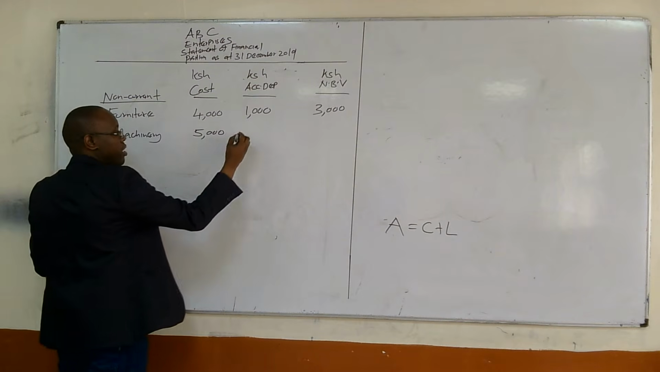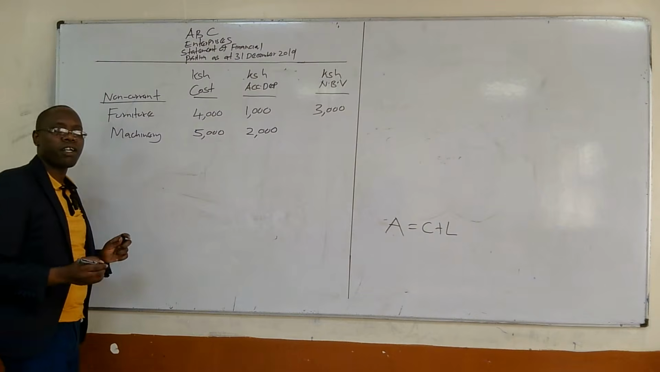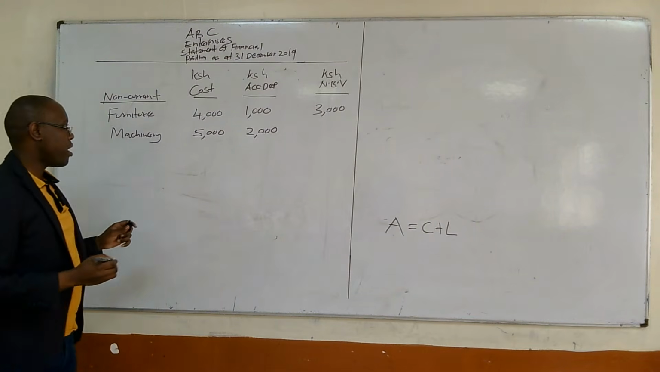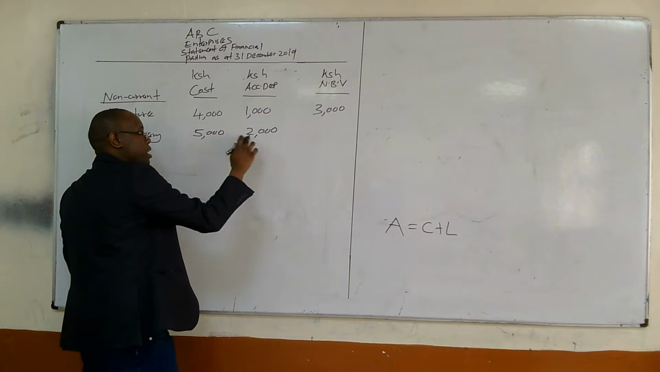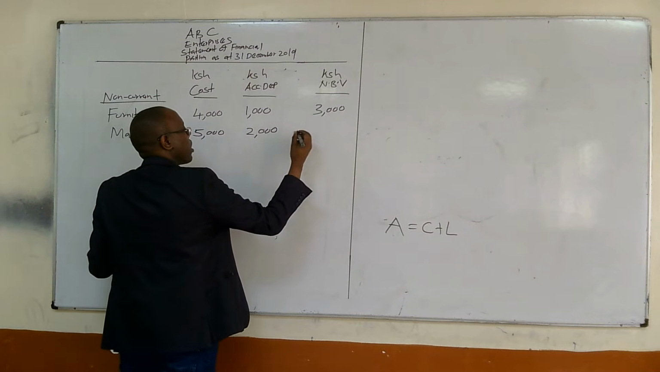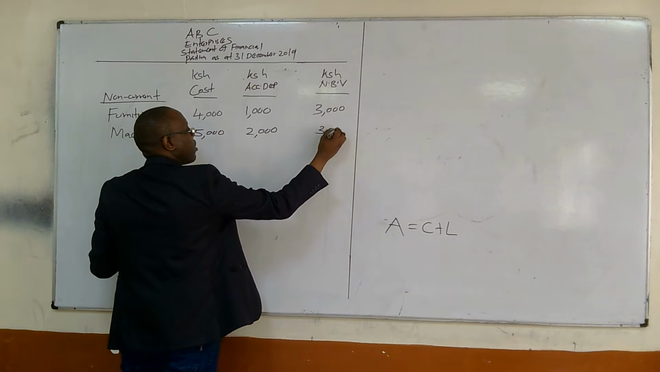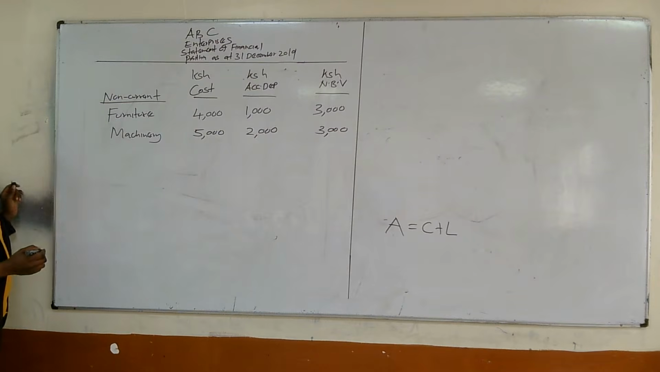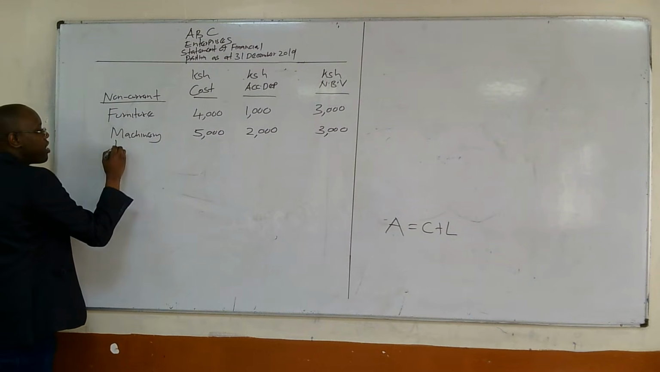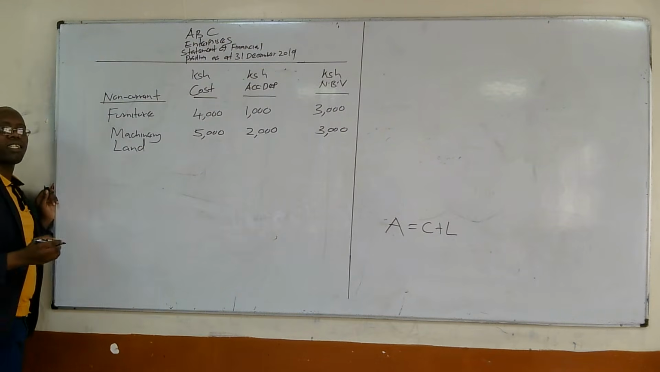Accumulated depreciation, let us assume that they have given you 2,000. So you will capture that accumulated depreciation there as 2,000. And then again, the net book value here is going to be that 5,000 minus 2,000, which is actually going to be 3,000 in that manner. And then we can be given land also as a non-current asset.